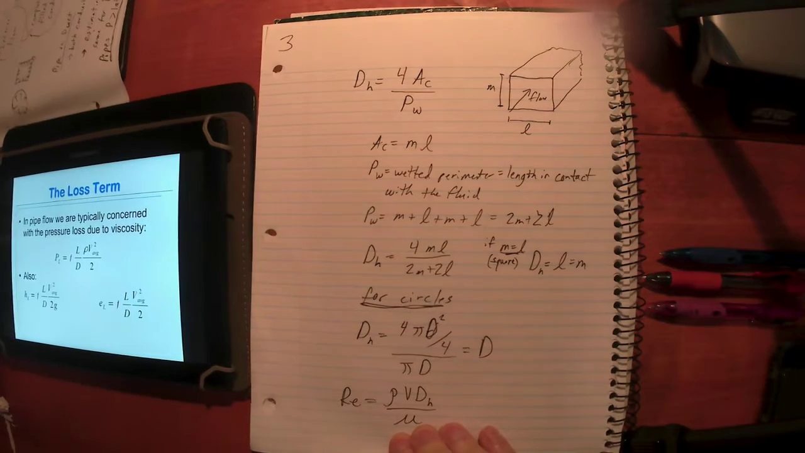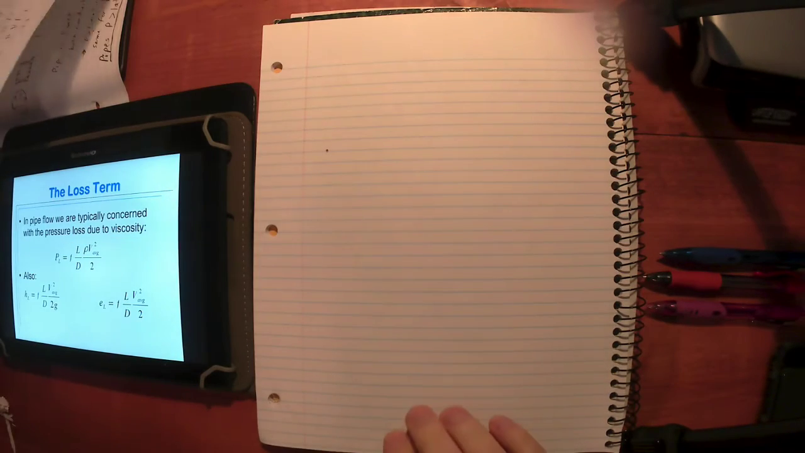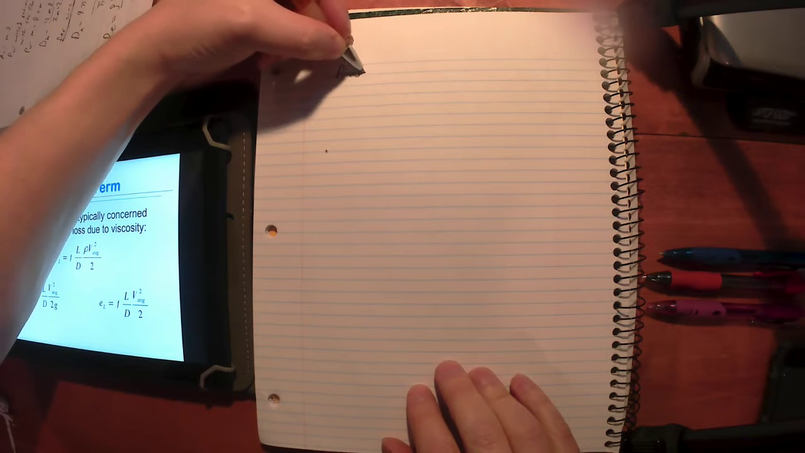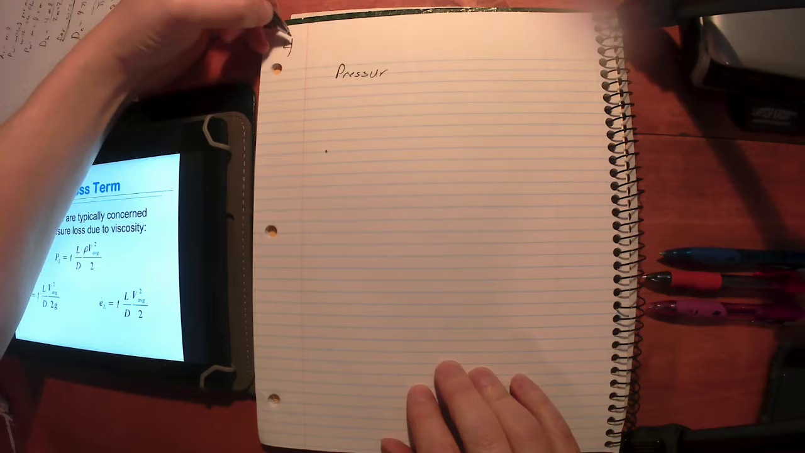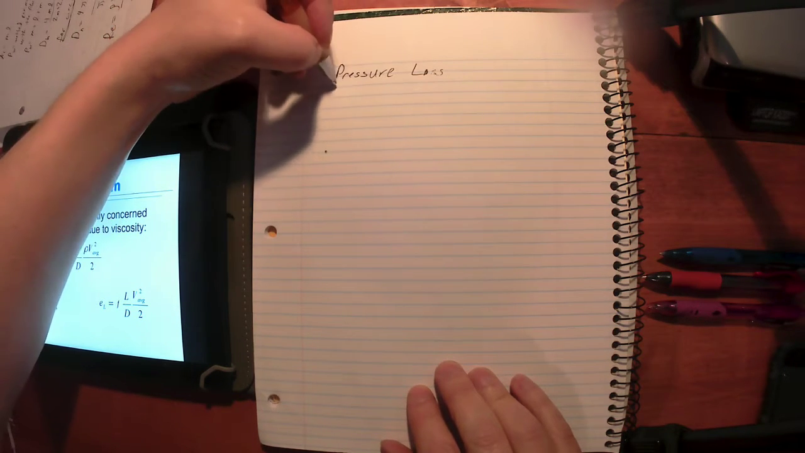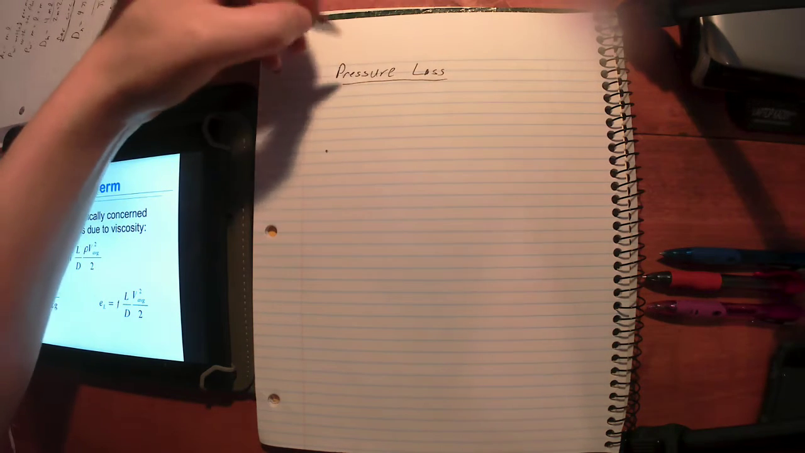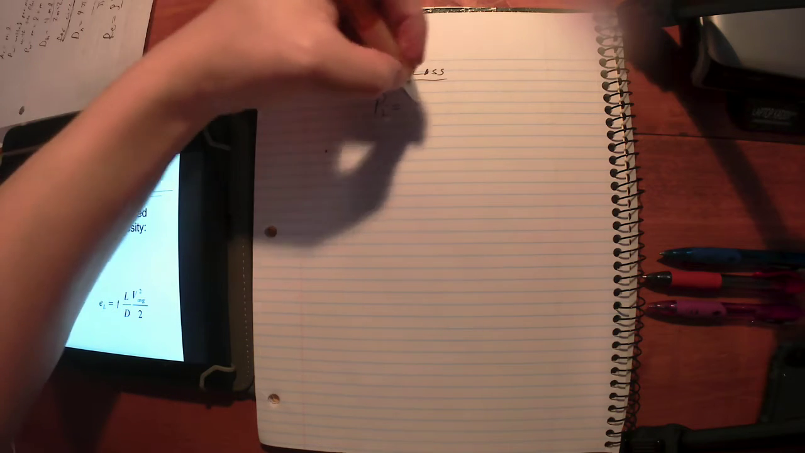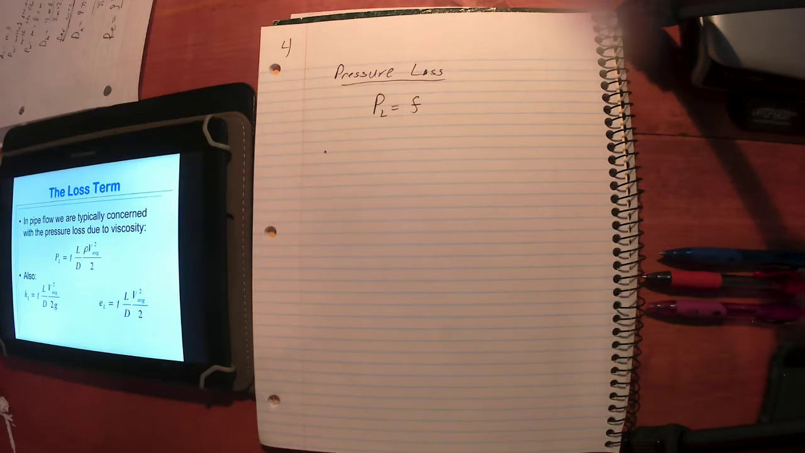Now again, my tablet's not displaying all of those equations there, so let's write these out. The pressure loss, this is page number 4, try to stay organized here. The pressure loss for viscous flow is going to be a friction factor, an F value. This is the Darcy friction factor. We talked about this a little bit in class at the very end of chapter 7 there.